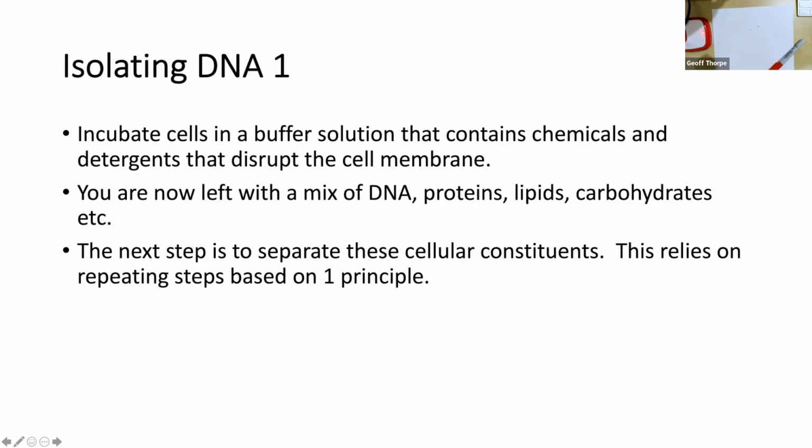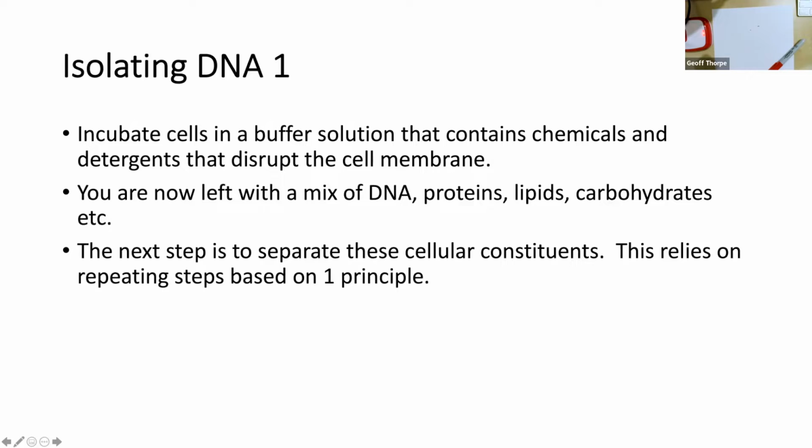So we'd get some cells first. It depends what kind of DNA we're looking for. If we're just getting DNA from bacteria, we'd grow up some bacterial cells and harvest them. If we want human cells, we might just do a cheek swab to get some cells from our cheek. So we'd get our cells first and put them in a test tube.